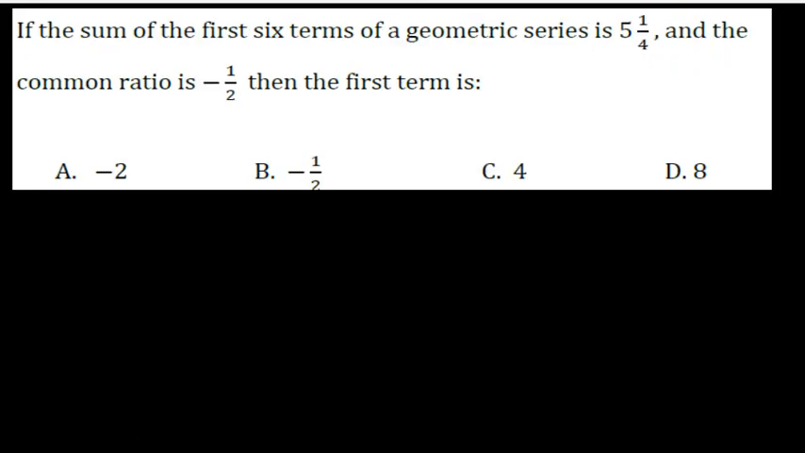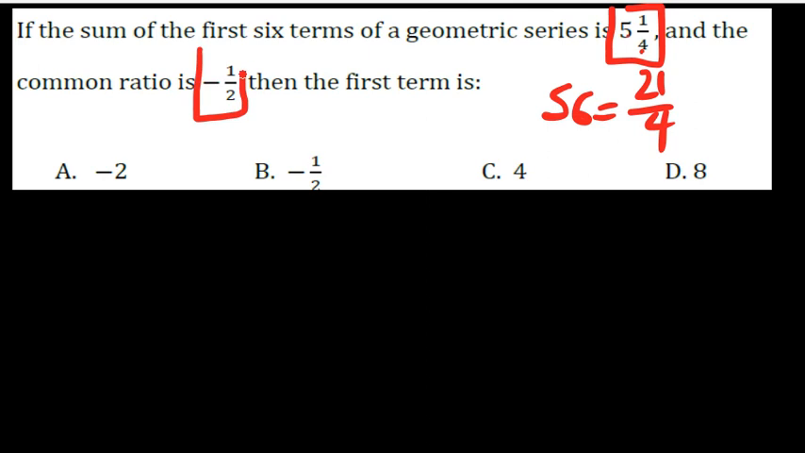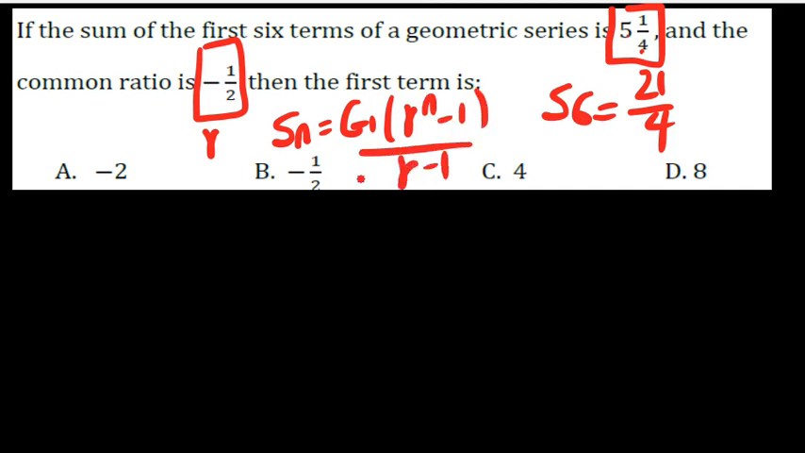Okay, the next question is sequence. It says the sum of the first 6 terms of a geometric sequence is given to you as 5 and 1 over 4. What does this mean? 5 times 4, 20 plus 1, 21 over 4. This is the sum of 6 given to us, and the common ratio is also given to you. So remember, the sum of n means g1 times r to the power of n minus 1, the whole over r minus 1. This is the formula.